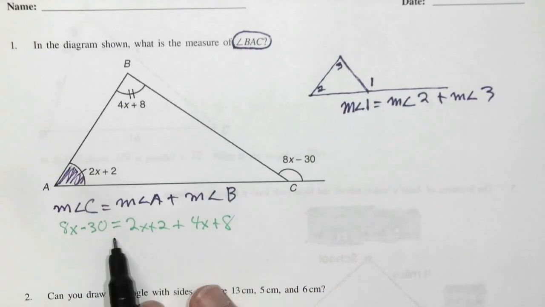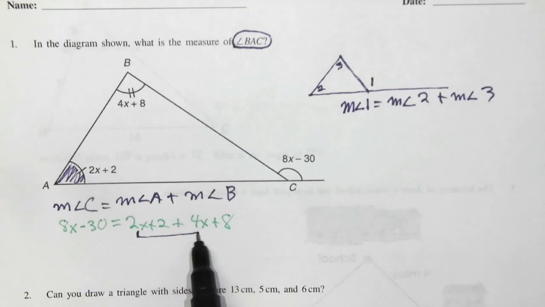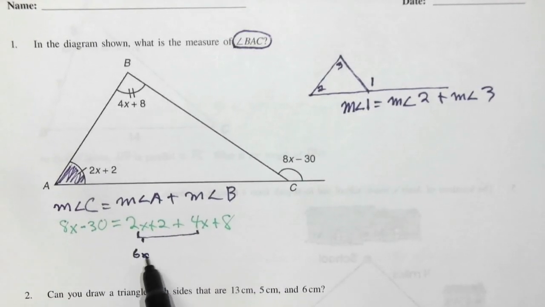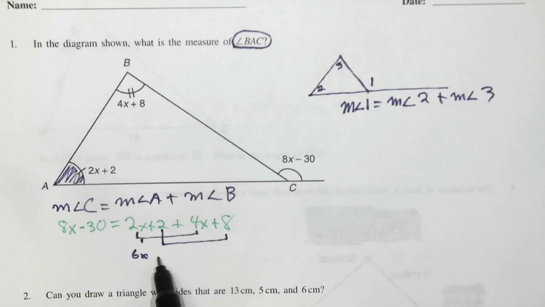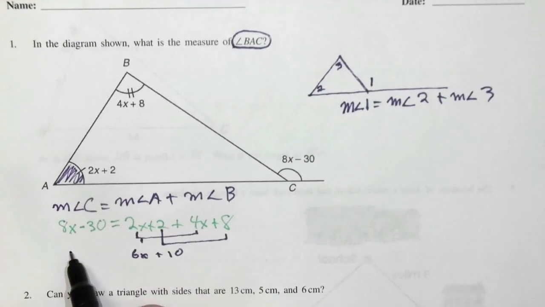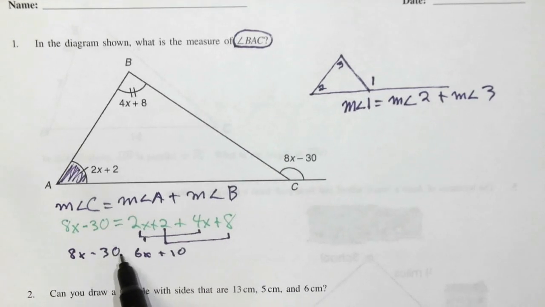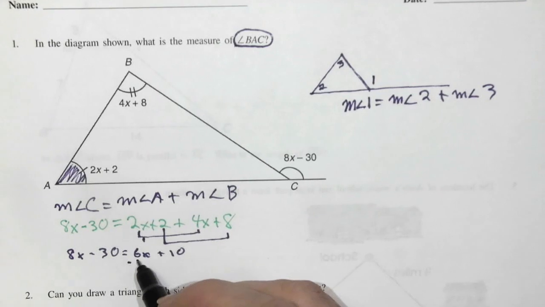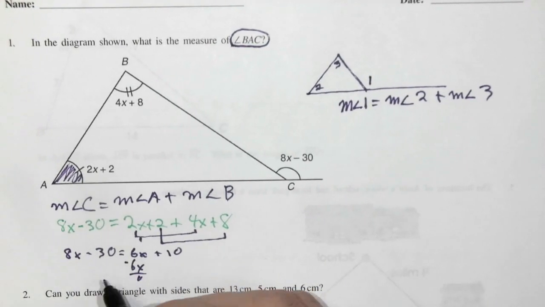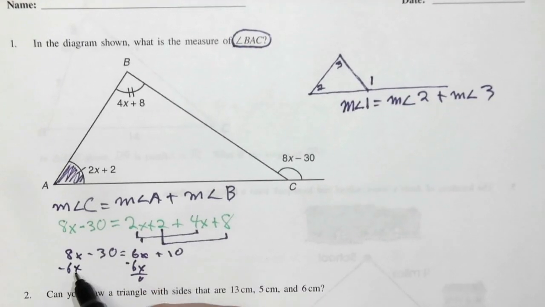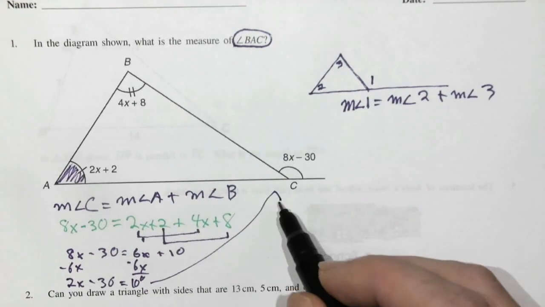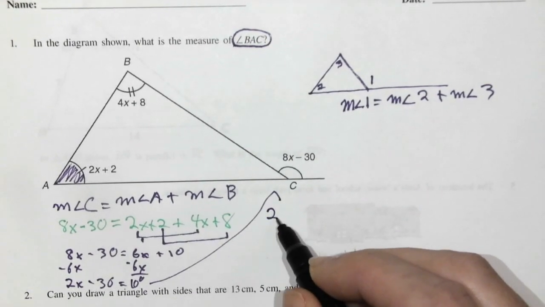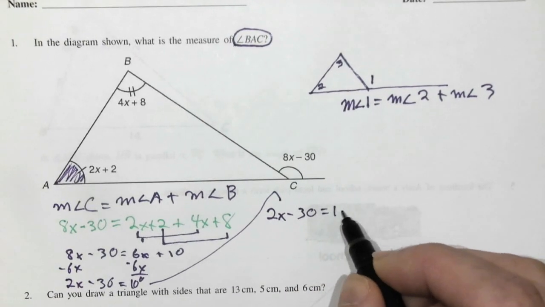We're going to combine our terms on the right side. 2x plus 4x gives me 6x. 2 plus 8 gives me 10. So now I have 8x minus 30 equals 6x plus 10. I need all my x's on one side. Minus 6x, minus 6x. 8x minus 6x is 2x. Minus 30 equals 10. I'm going to finish the equation over here. So I had 2x minus 30 equals 10.